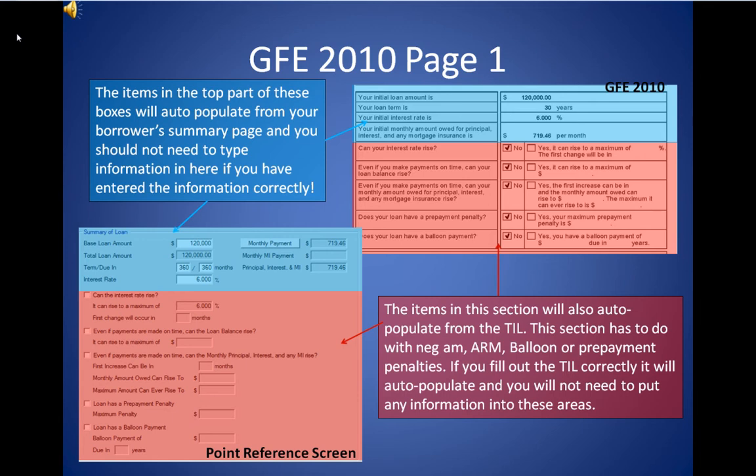The other part that you need to know on here is that if there is a prepayment penalty, you're going to have to put the exact amount of the prepayment penalty. If there is a balloon payment, you're going to have to put the exact amount in. If you have not calculated your TIL, it does not carry over. So just make sure once you enter any sort of data for an ARM or a prepayment or a balloon that you hit the calculate button on your Truth in Lending.